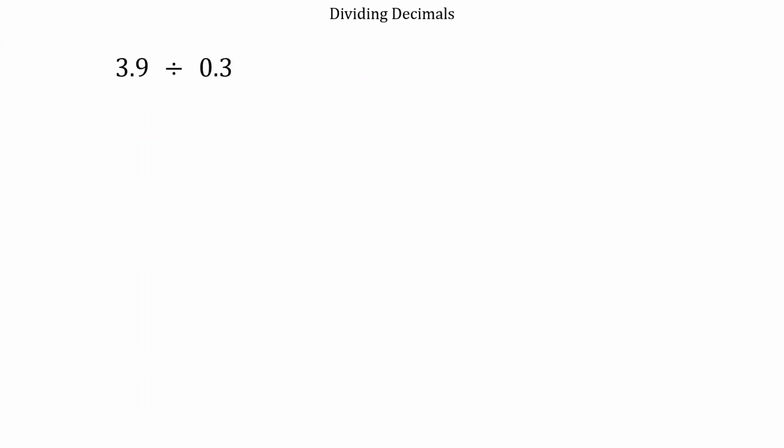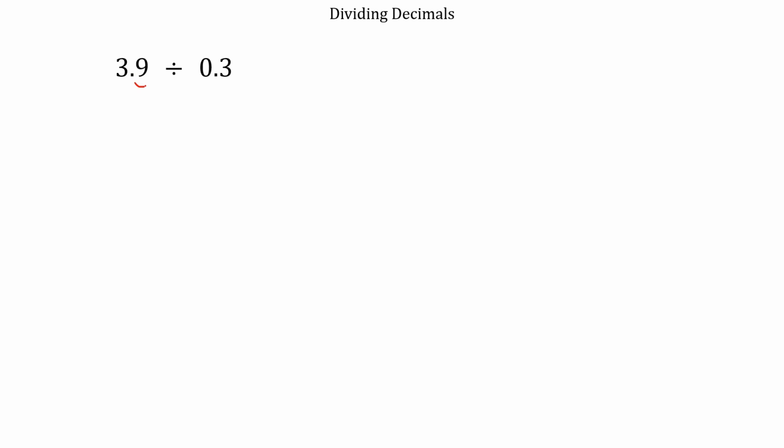Hi class, in this video we're going to be talking about how to divide numbers with decimals involved. So if you remember the multiplying decimal video, basically I want to change everything into a whole number. But in this case, dividing is different. So let's say for 3.9, I want to change it into a whole number.